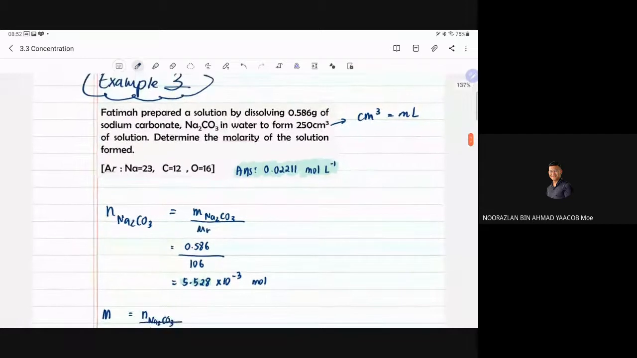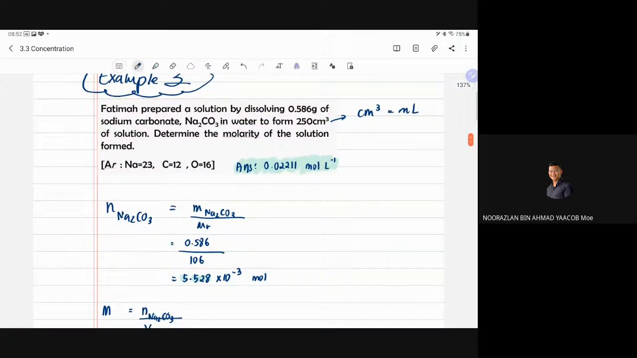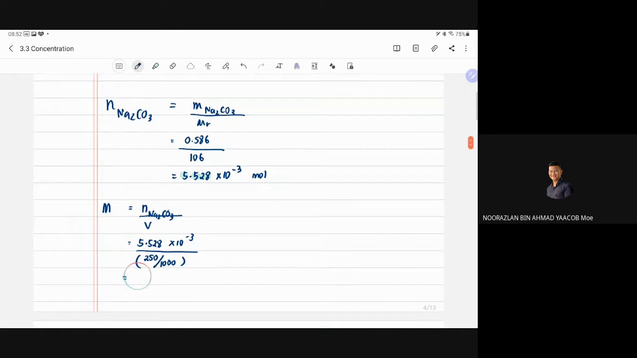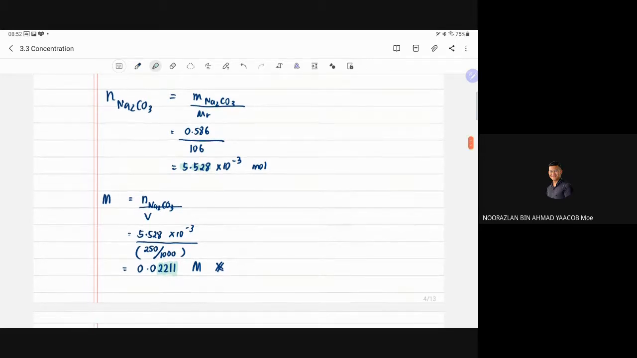sekejap. Oh, patutlah. Okay, so 5.528 E negatif 3 bahagi 0.25. So, kita akan dapat 0.02211 molar. This is 4 significant figure juga. 1, 2, 3, 4. 4 significant figures.